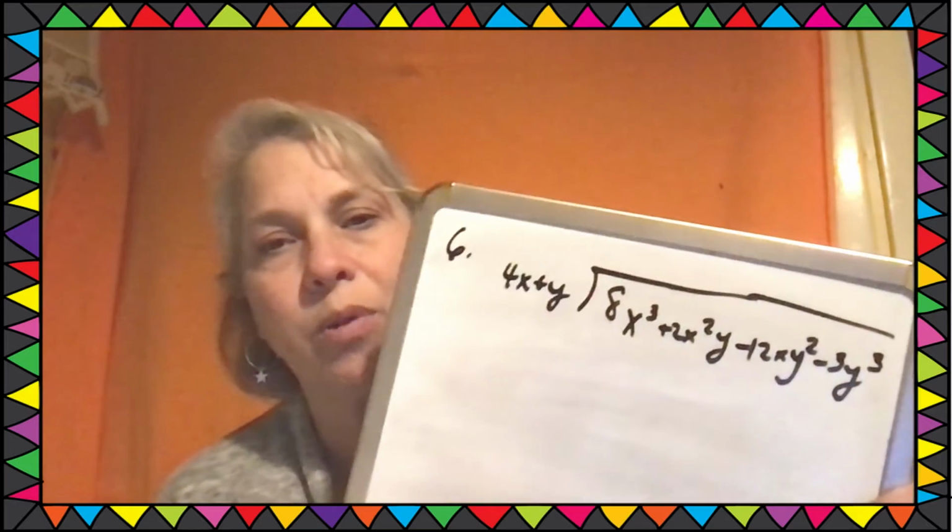So I'm going to do number 6 right now. 4x plus y into 8x cubed plus 2x squared y minus 12xy squared minus 3y cubed. Okay, so here we have our problem.